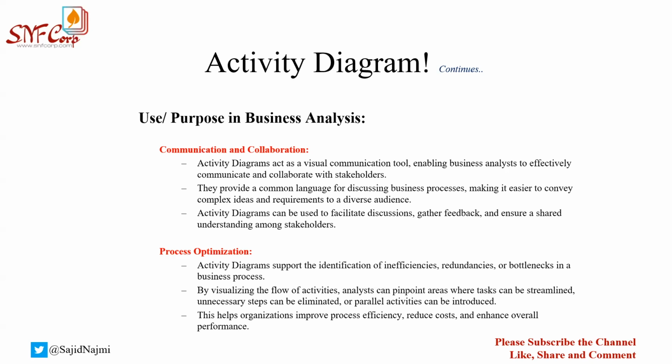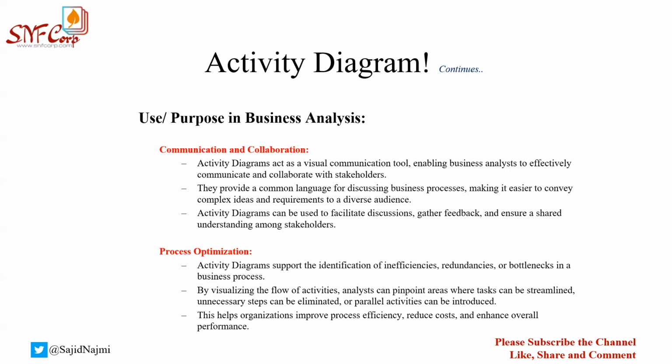The next point says: by visualizing the flow of the activities, a BA can pinpoint the areas where tasks can be streamlined. Now we know what the different flows are, and we can visualize them by looking at the diagrams. Now I know how the process is going on. I know what the different flows are. I know what the different conditions are. So I would easily know, okay, this task can be streamlined.